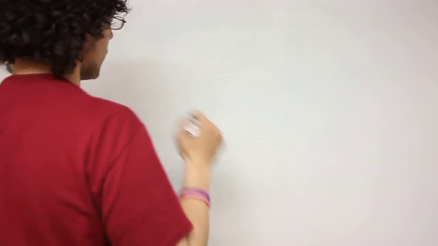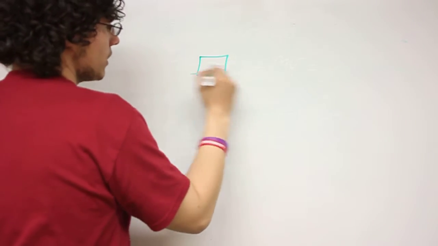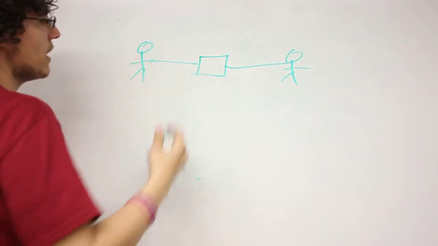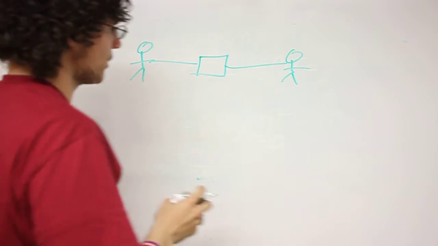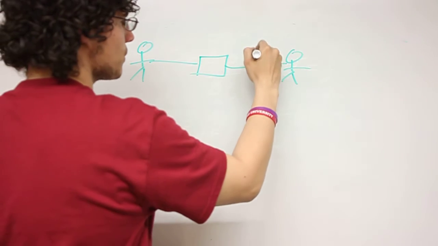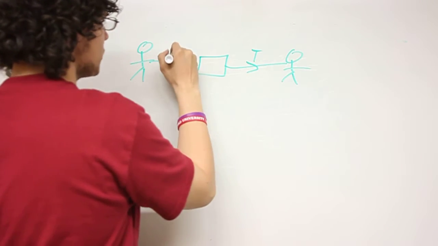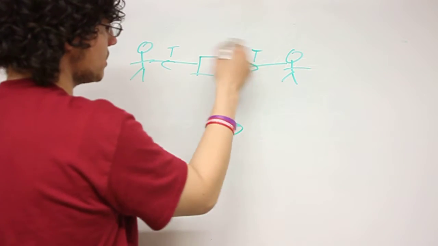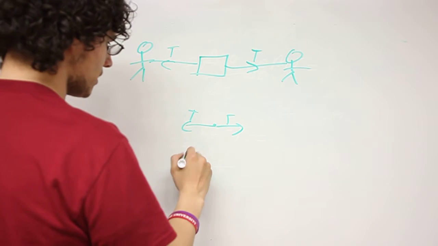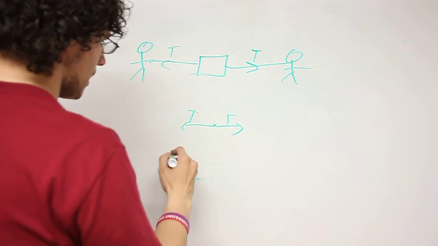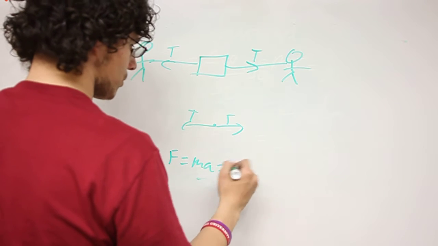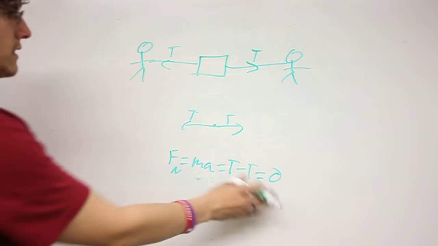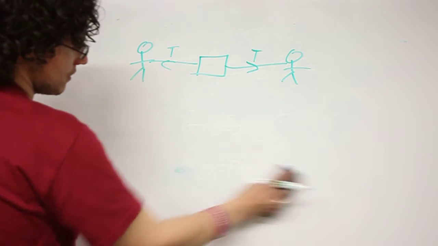Say, for example, you have a little box here, and on one side you have some person, and on the other side you have some other person, and they're playing tug of war with the little box in the middle because that's what they like doing. Well, if this one is pulling this way with T, and this one is pulling that way with T, if you draw a free body diagram, you're going to see that it has T, and by the way, these two T's are equal. The net force F, which equals ma, equals T minus T, and since these two are equal, this is 0. So my net force is 0. Therefore, I could go ahead and apply conservation of momentum.